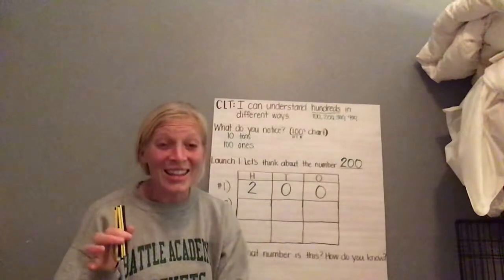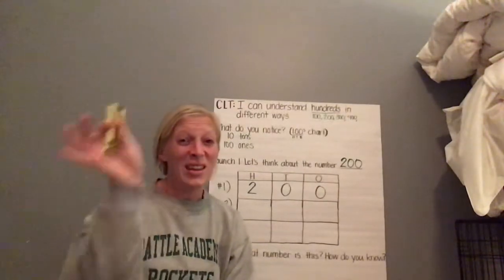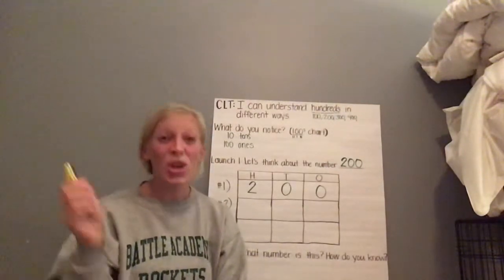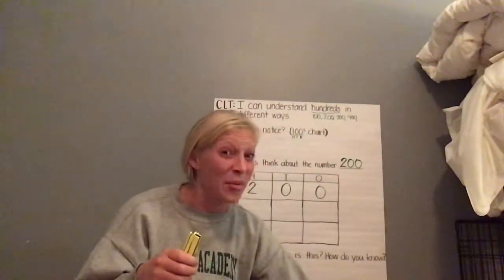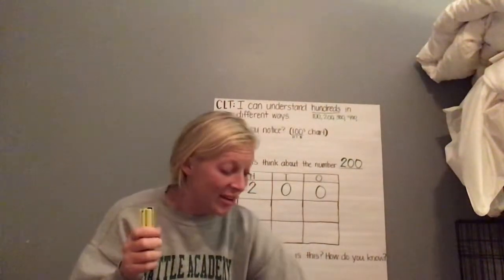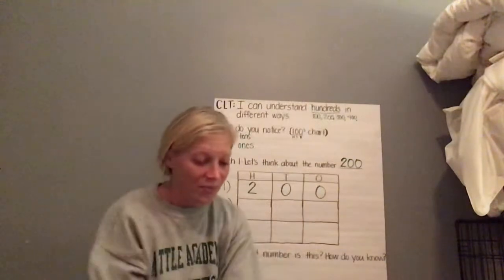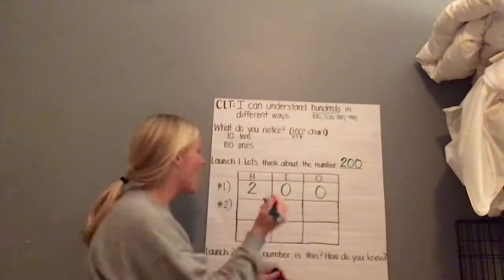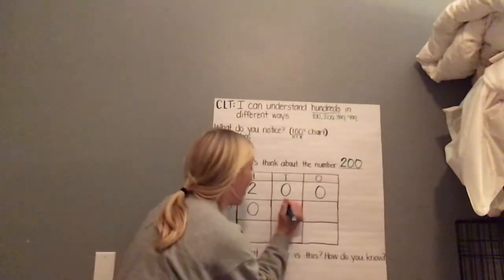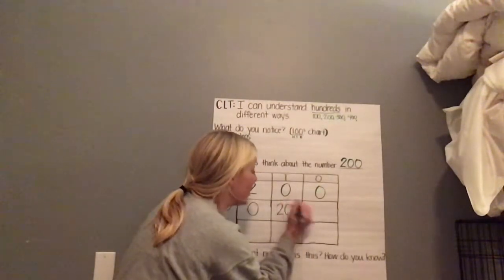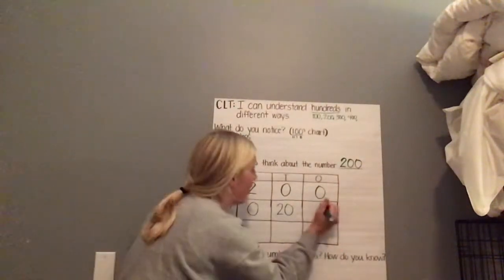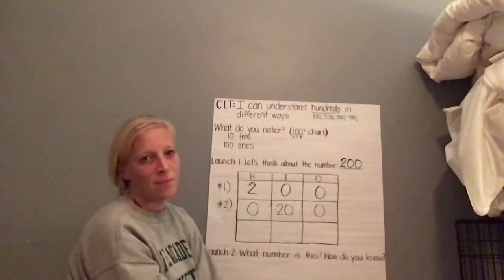You're right. It would take 20 of them. Because if 10 makes 100, and we have to make 200, then we have to double that, don't we? And 10 doubled is 20. So we would need 20. If we had 0 hundreds, we would have to have 20 tens. And if we had 20 tens, we still wouldn't have any ones left over.